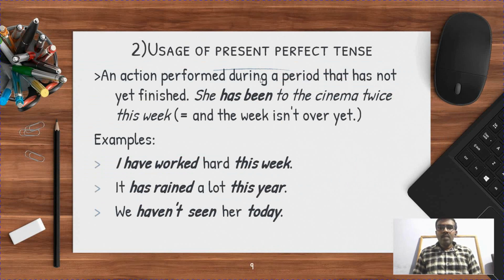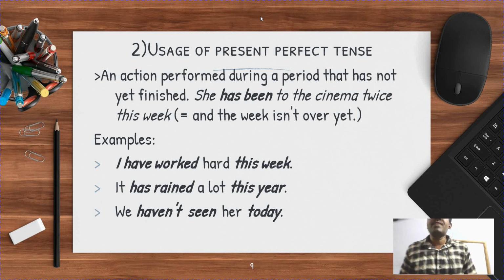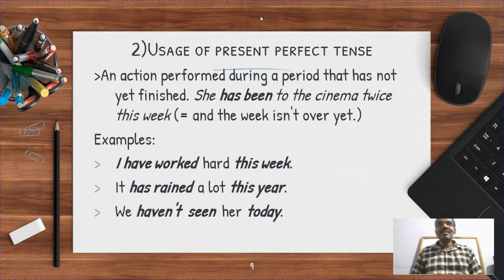Next, uses of present perfect tense: an action performed during a period that has not yet finished. Okay, here the action. The first slide was an action started in the past and going on right now. The second case is the action which is performed during a period that has not yet finished. The action has started, but it has not finished. Okay, unfinished actions. Unfinished actions can be expressed with the help of present perfect tense.